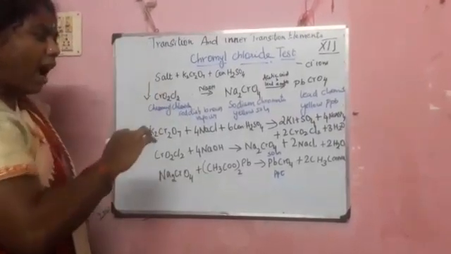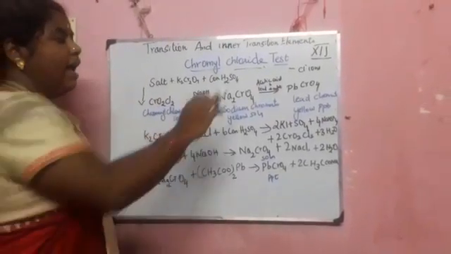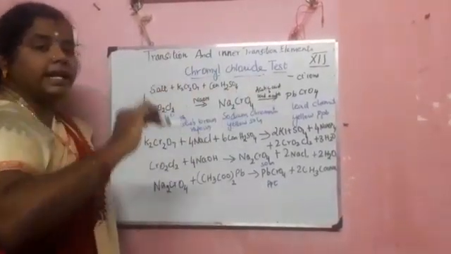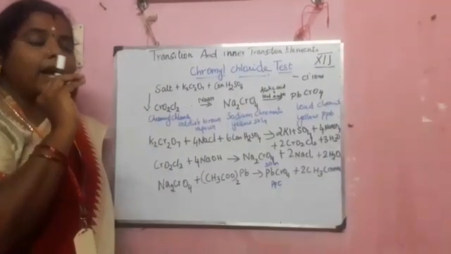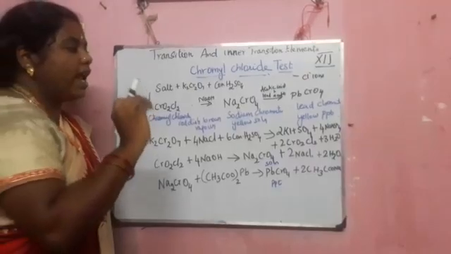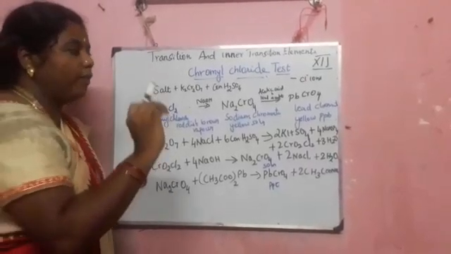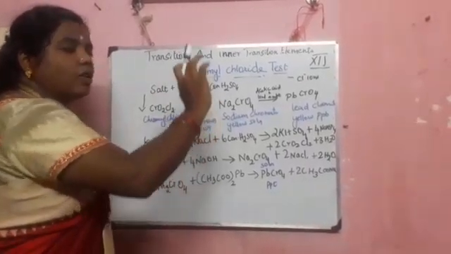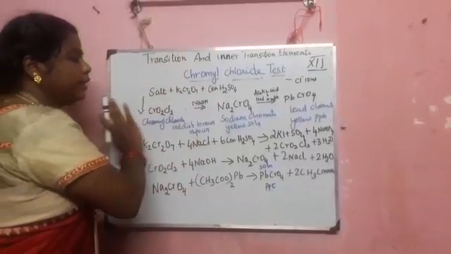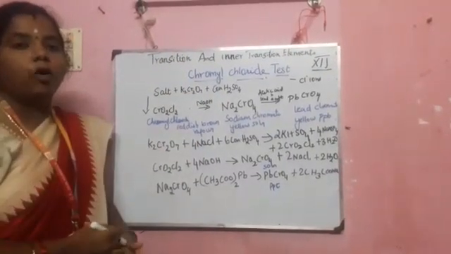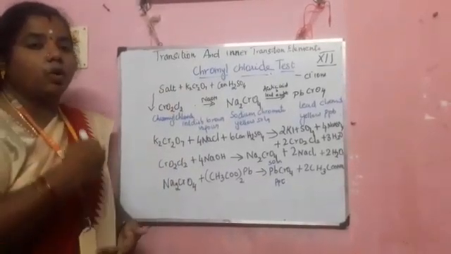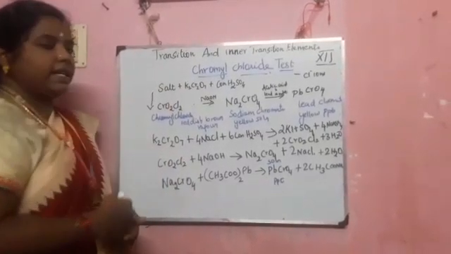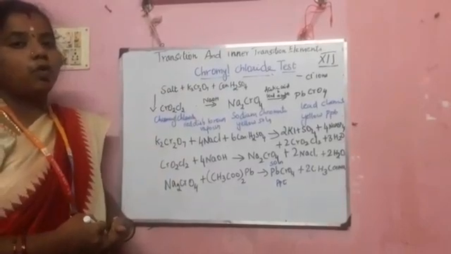Then you have to add acetic acid and lead acetate to the solution. It will give a yellow precipitate, so the yellow precipitate will be confirmed. It will be lead chromate. So these are all the tests done in the laboratory for the chromyl chloride test for identifying chloride ions. Let's see what reactions are involved in that.